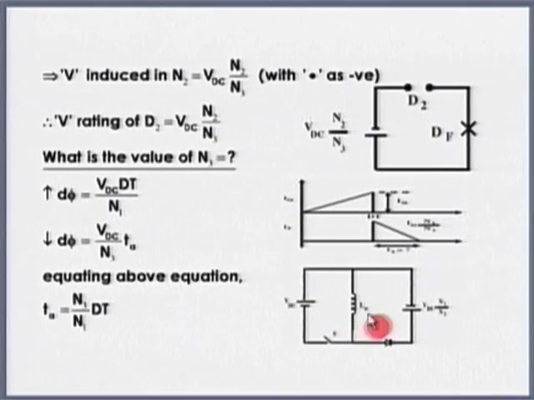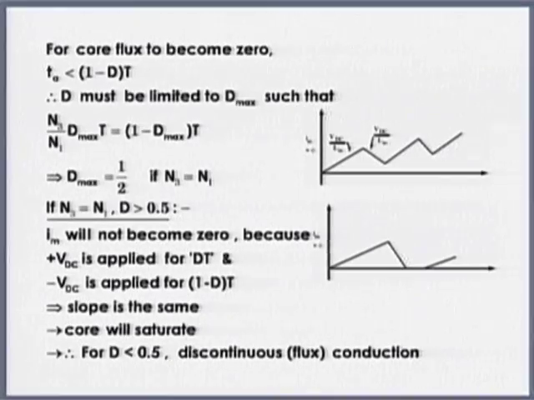If the on period is less than the off period, flux in the core becomes 0, no problem, the transformer will not saturate. Therefore D should be less than 0.5, discontinuous flux operation, which looks something like this. Slopes are the same, because the number of turns is the same and the voltage is also the same.